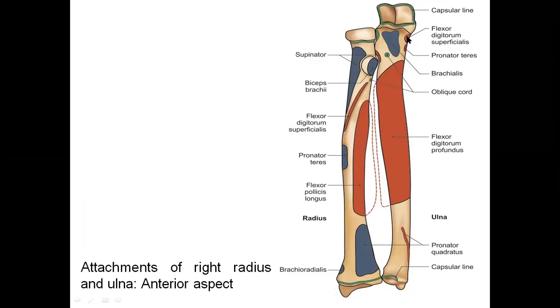Now this is the medial bone, and this whole thing is the medial side and medial surface. What are the muscles you find attached here? Flexor digitorum superficialis and pronator teres. Pronator teres originates from the ulna. We have seen its insertion was in the middle one third of the shaft of the radius bone.